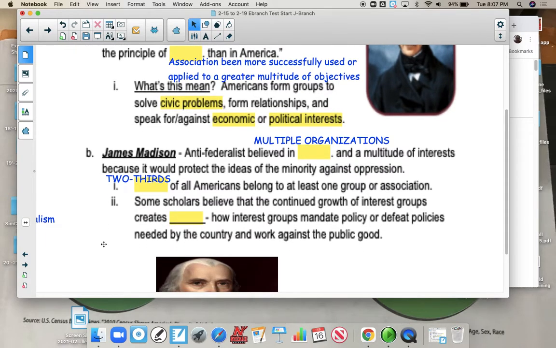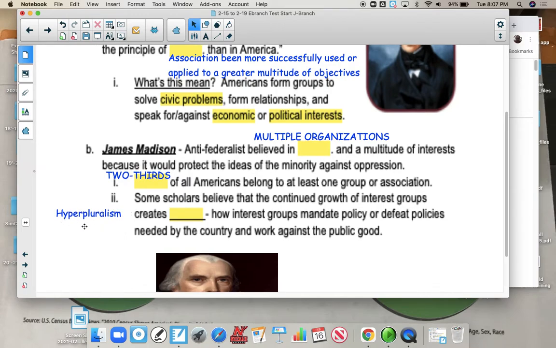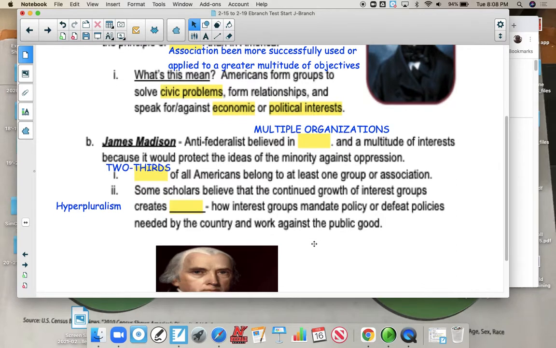Another important thing is some scholars believe that the continued growth of interest groups creates something called hyperpluralism. And I want you to focus in on hyperpluralism. Hyper meaning a lot, pluralism meaning many. And that is how interest groups mandate policy or defeat policies needed by the country and work against the public good. So we've got this great idea of lots of different groups of people trying to come together to make different policies that work for and against the public good.